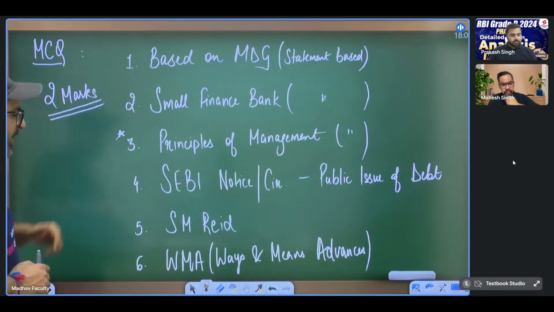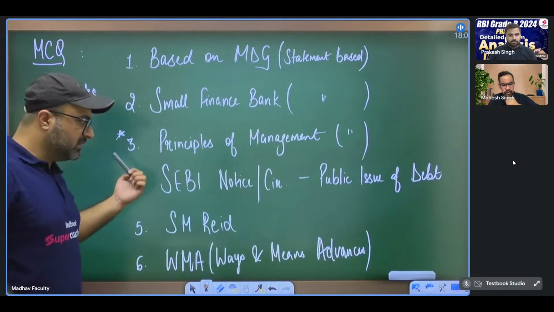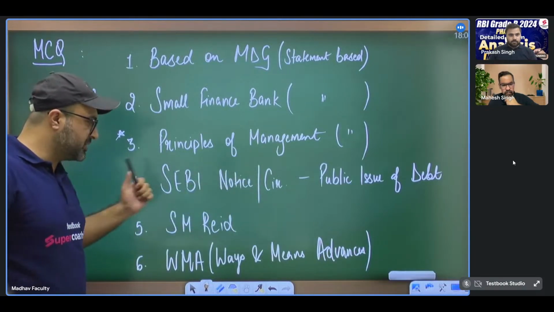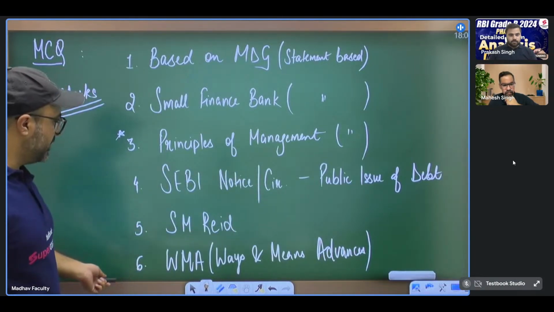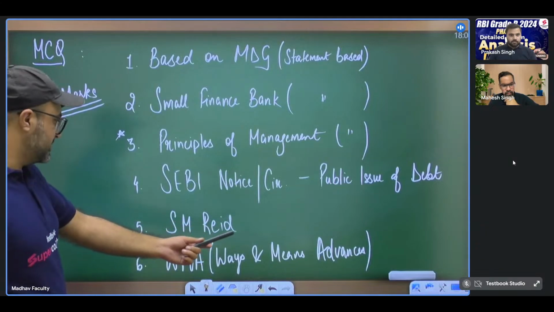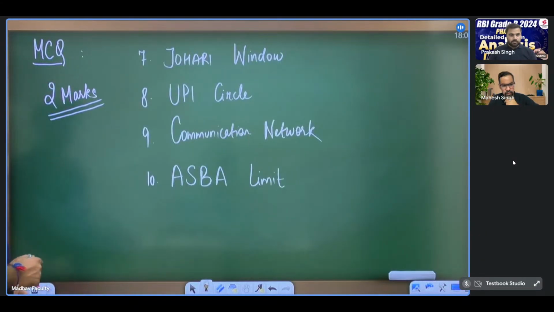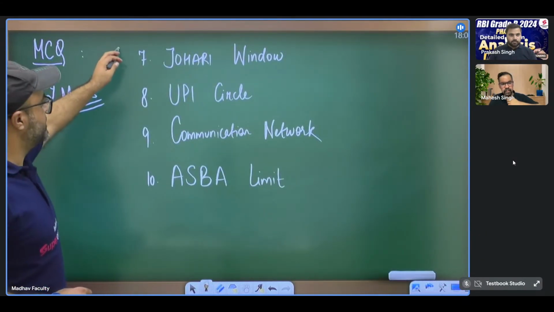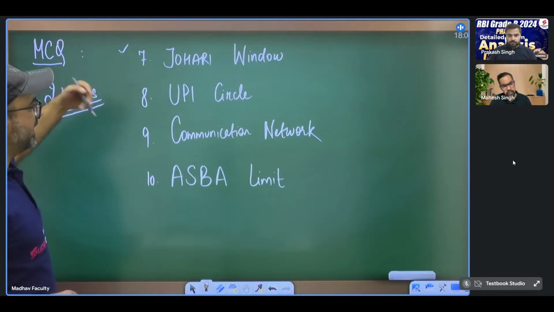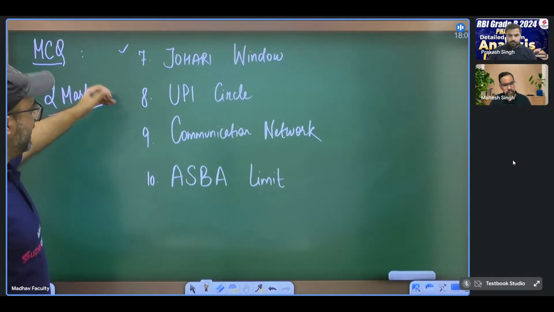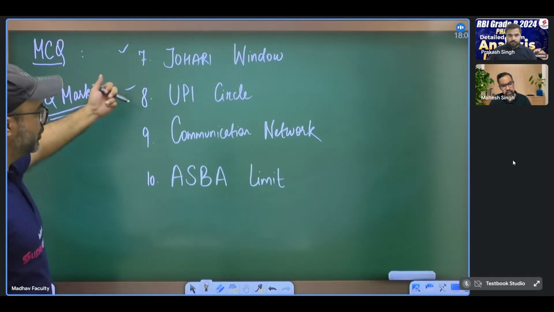Moving ahead, there was a question based on SEBI's circular, that is public issue of debt. Then we have a question on WMA, ways and means advances. If I move ahead, the next one, there was a question from management, that is Johari window. Then we have a question, the latest update related to UPI circle.